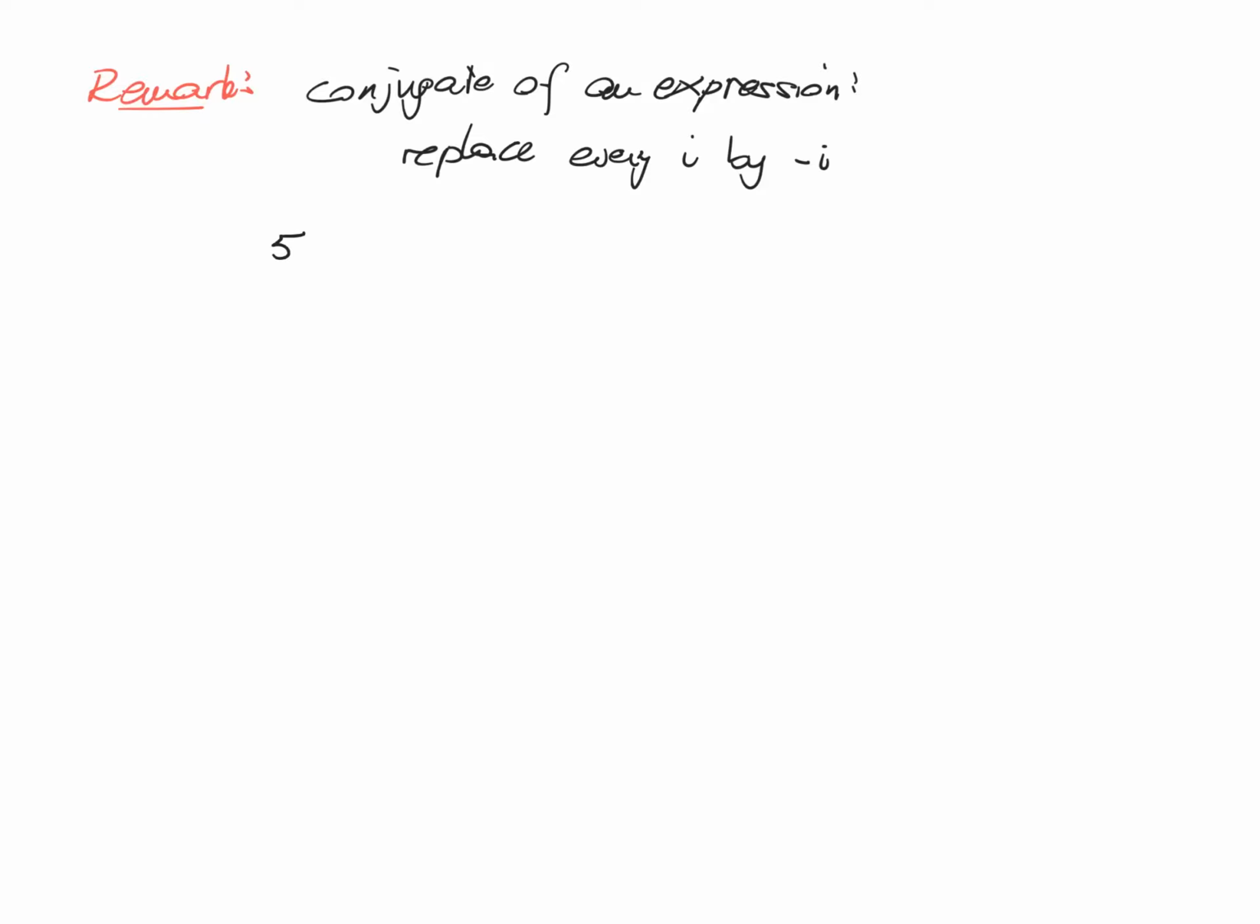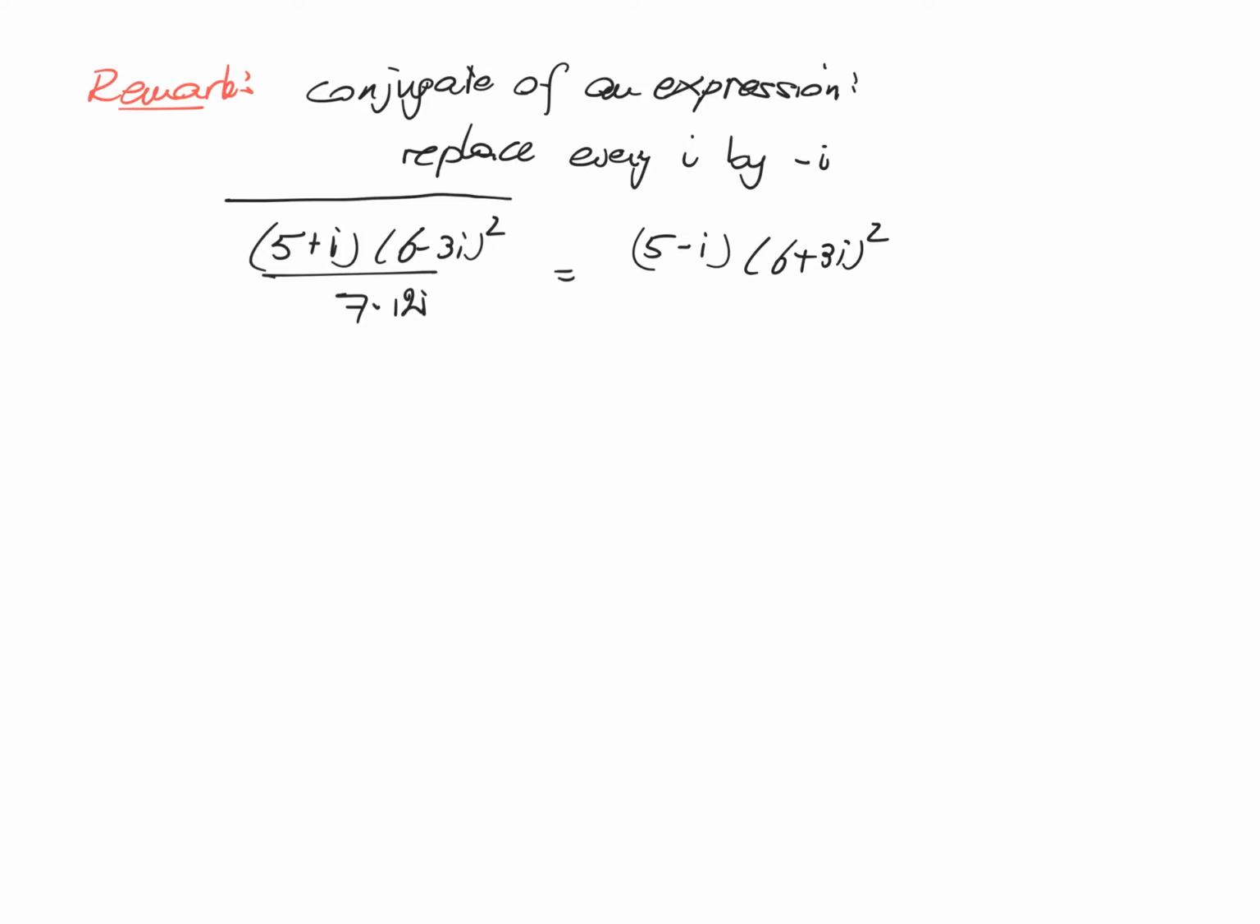For example, you have 5 plus i times 6 minus 3i squared, divided by 7 minus 12i. If you want to find the conjugate of this expression, this is very easy. It's 5 minus i, times 6 plus 3i to the power 2, divided by 7 plus 12i. So I just replace every i by minus i, and then if you like, you can verify that this is correct. Let's then look at some examples.